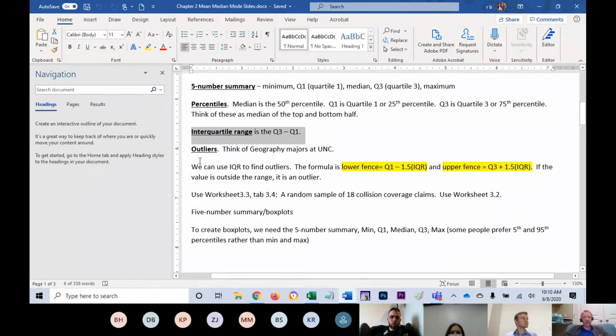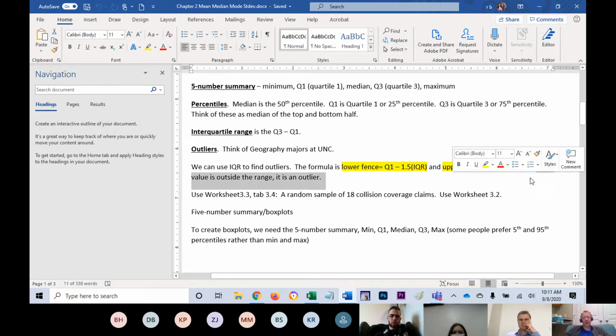We're going to create some fences. When we're figuring out outliers, we have to decide what is the fence. So we're going to use the interquartile range to find the outliers. The formula is quartile 1 minus 1.5 times the interquartile range for the lower fence, and the upper fence is Q3 plus 1.5 times the interquartile range. So if the value is outside that range, it's an outlier.